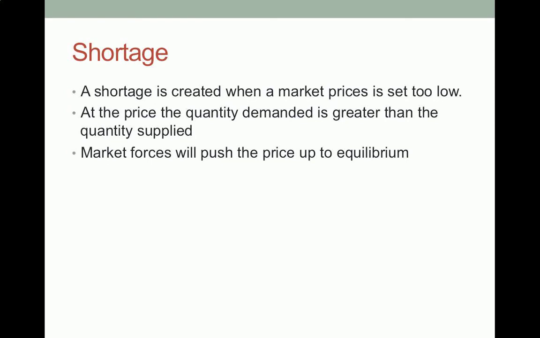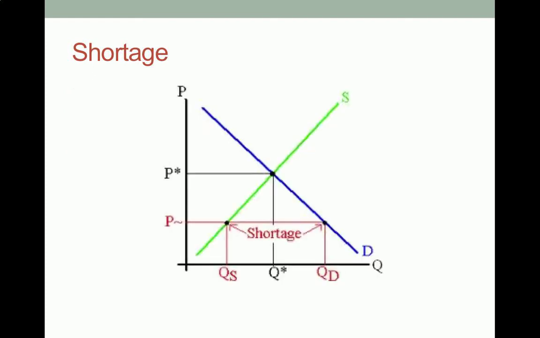Shortages are created when a market price is set too low. At that price, the quantity demanded is greater than the quantity supplied. Eventually, to eliminate that shortage, market forces will push the price up to equilibrium. Here we have a situation with a shortage, and we can see this is the equilibrium point, this is our equilibrium price, and this is our equilibrium quantity. This point is reached through a process of trial and error.